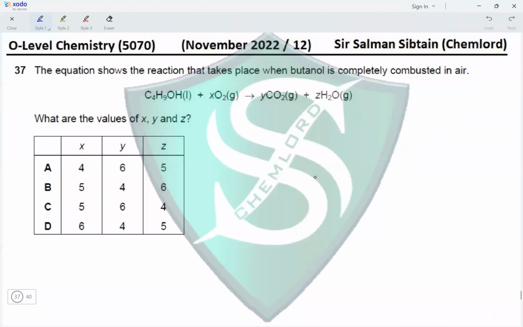Question 37. The equation shows the reaction that takes place when butanol is completely combusted in air. Okay. So butanol is C4H9OH. If we write its molecular formula, this would become C4H10O. This would react with oxygen X plus Y upon 4, where C4, the value 4 here is X, and H10, the value 10 here is Y, right?